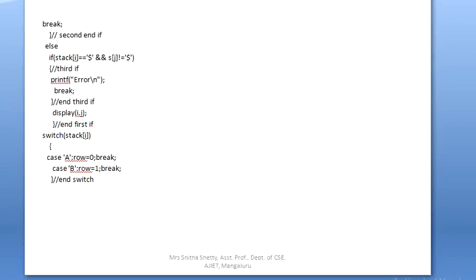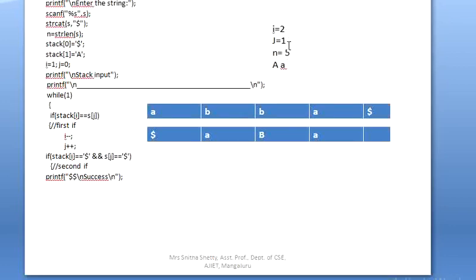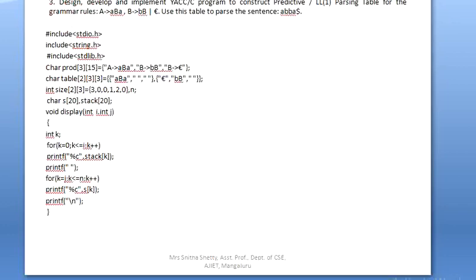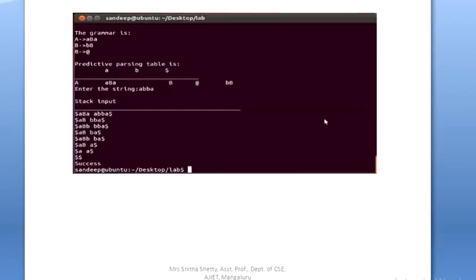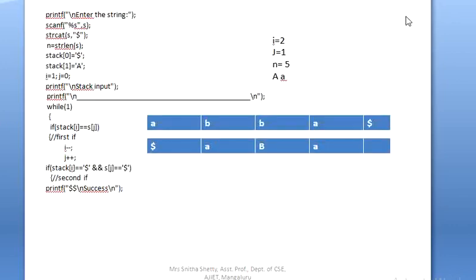Now we are calling the display function with I equal to 2 and j equal to 1. Now go to the display function with I equal to 2 and j equal to 1. You are printing till I equal to 2, so you are printing stack 0, 1, 2, which is $AB. Next you are printing $AB. So look at the output, students. Here you are getting $AB. And here j became 1, so from 1 it will print BBA dollar.